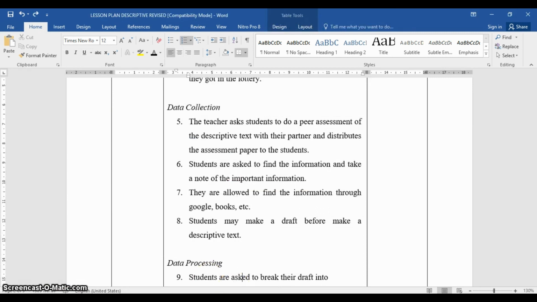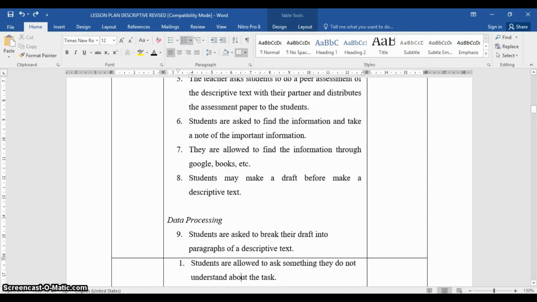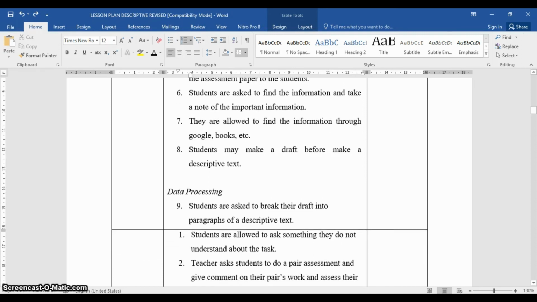After that, the students are asked to find the information and take notes of the important information they found. They are allowed to find the information through Google, books, etc. Students may make a draft before making a descriptive text in order to make it easier to arrange the information. Then in the data processing, the students are asked to break their draft into paragraphs of a descriptive text.